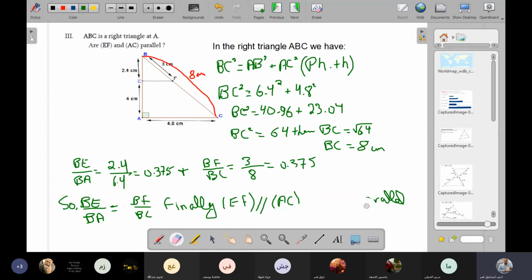Finally, EF is parallel to AC. By what? By Thales theorem. By the converse of Thales theorem. We are applying the converse of Thales theorem. Okay, one minute.